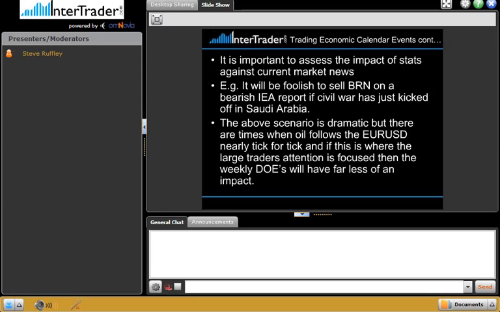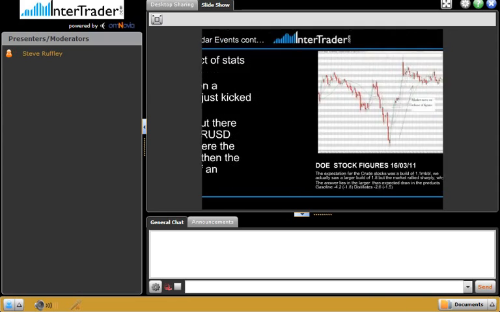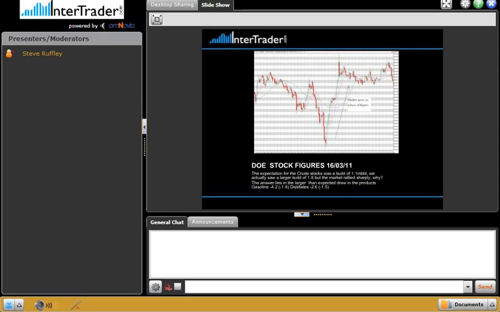The above scenario is dramatic, but there are times when oil follows the euro dollar nearly tick for tick, and this is where the large traders focus their attention. In this instance, the Department of Energy is going to have far less impact if the big traders are looking at the euro against the dollar rather than these individual reports. So we have to look at the correlations and inverse correlations of all the different products to gauge what impact these figures and economic events are going to have on oil.